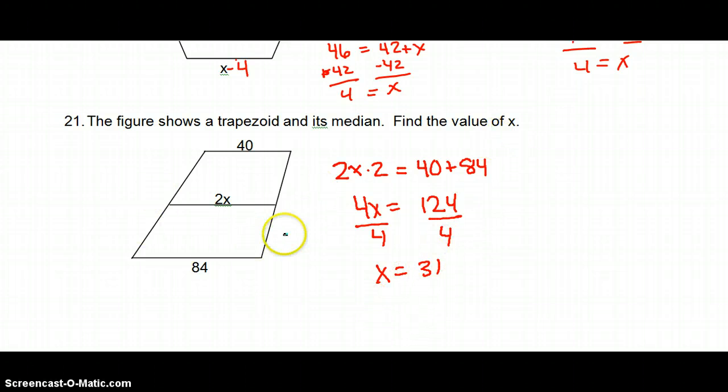X equals 31. Okay, so let's check. If we put 31 where the x is, 2 times 31 would be 62. So to go from 40 to 62, we're adding 22. And if we add 22 again, it gives us 84. So our answer checks out.